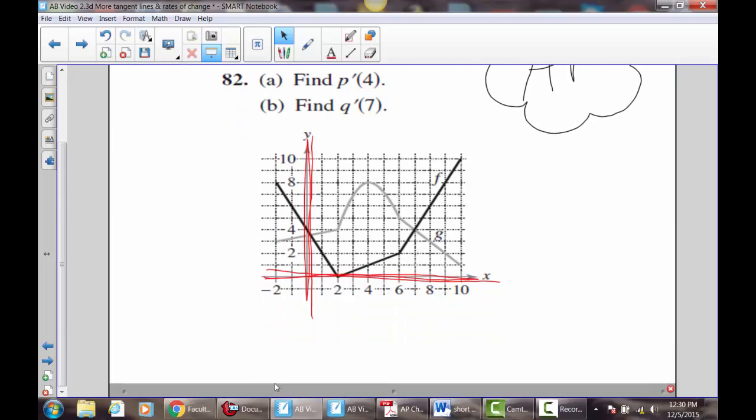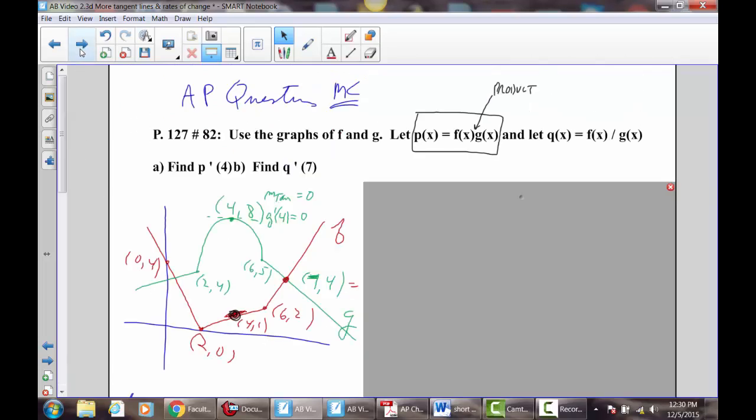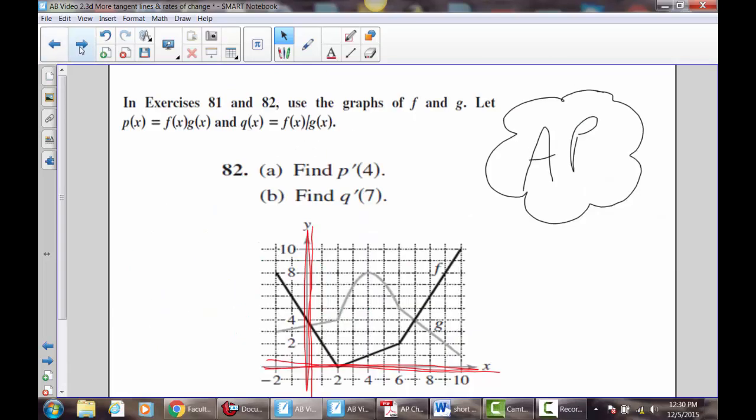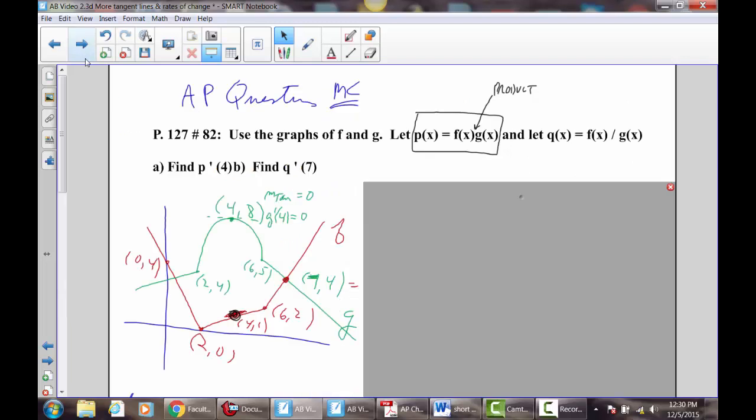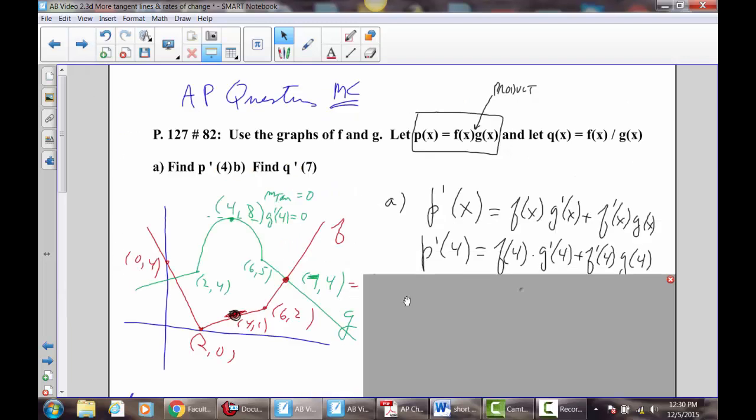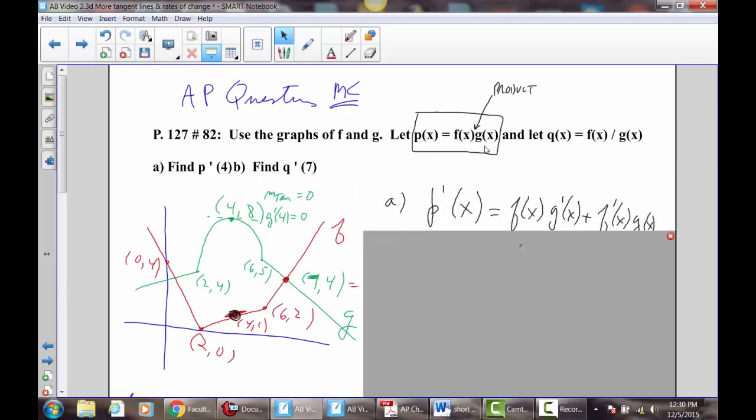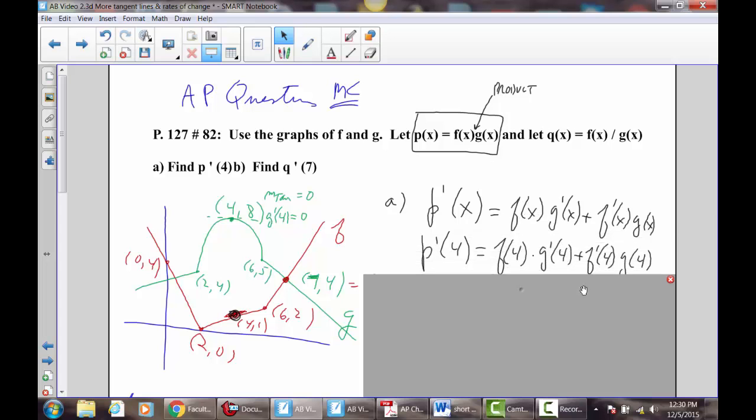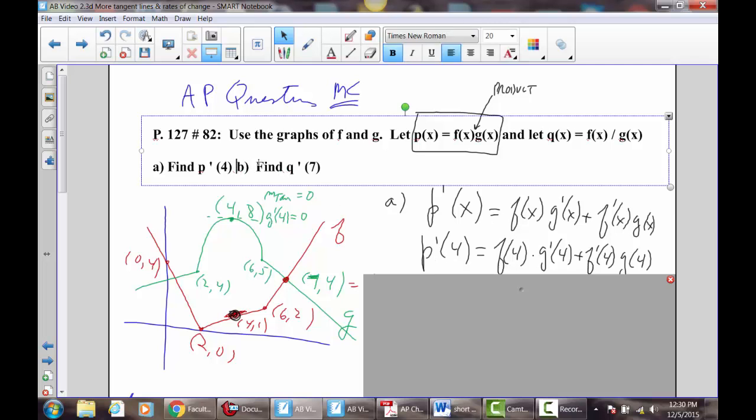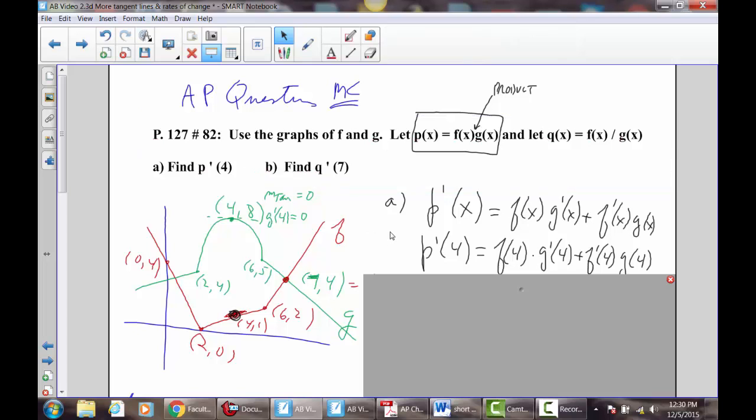So P prime of X, I guess that's on the next page. Yeah. Okay, I've redrawn this over here and actually labeled some points. So, P prime of X using the product rule is F of X times G prime of X plus F prime of X times G of X. Therefore, P prime of 4, which is what they're asking for, is F of 4 times G prime of 4 plus F prime of 4 times G of 4.